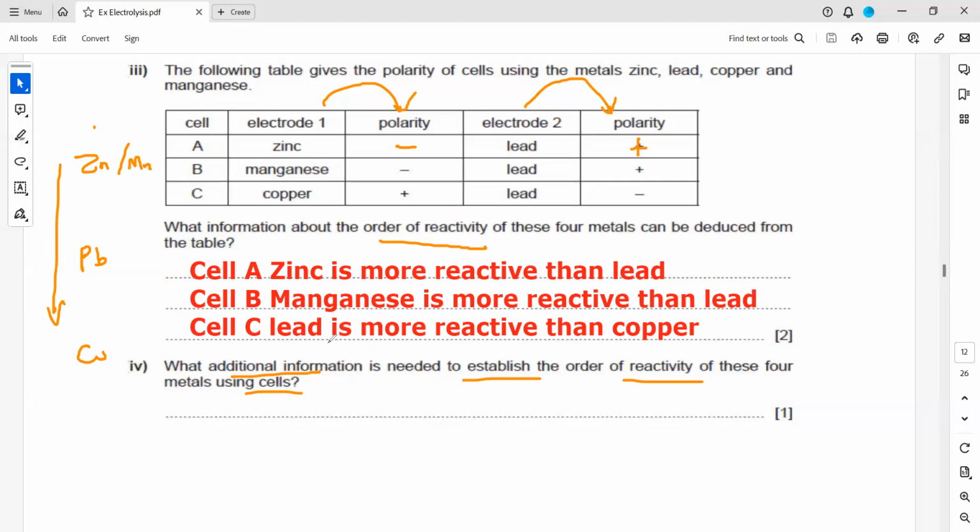What? No, no, not series. Like what additional thing do I need to set up the reactivity? Like I can exactly know what is the position of zinc, manganese, lead, and copper.